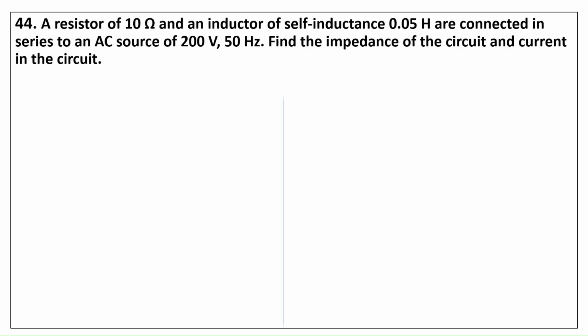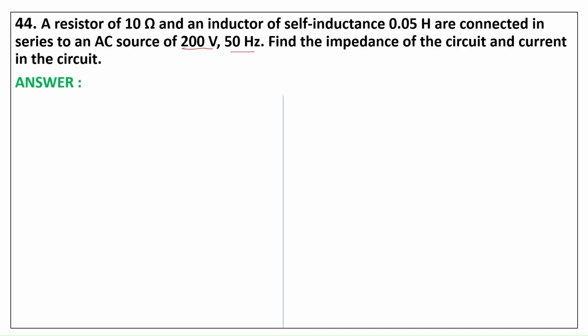Next, 44. A resistor of 10 ohm and an inductor of self-inductance 0.05 Henry are connected in series to an AC source of 200 V, 50 Hz. Find the impedance of the circuit and current in the circuit.